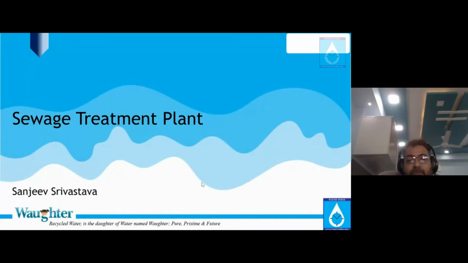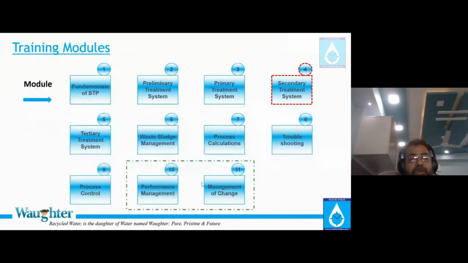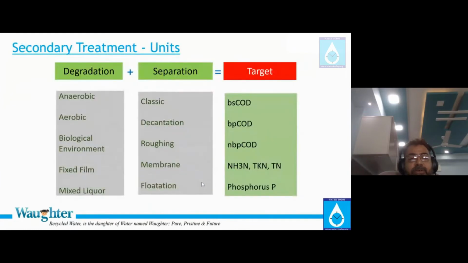So we go to the next module. We'll talk about secondary treatment. Secondary treatment units. Let's put focus on two words. First, a simple line: degradation, separation. Target is met. That's it. You degrade and you separate, your target is met.